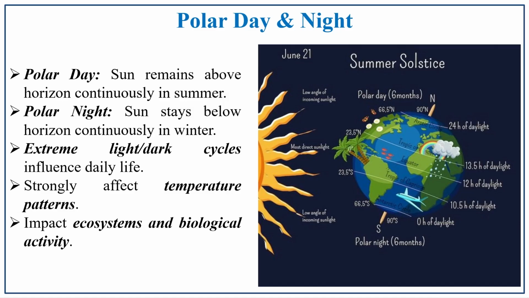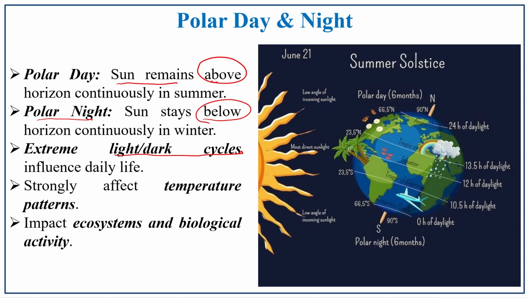Polar day and night. So, what are polar day and night? In the polar day, the sun remains above the horizon continuously, which is the summer state, and daylight will be there for a few months. Next is the polar night, where the sun stays below the horizon, which is continuous winter, that is, darkness. This extreme light and dark cycle influences the daily life of those polar latitudes and strongly affects the temperature pattern.